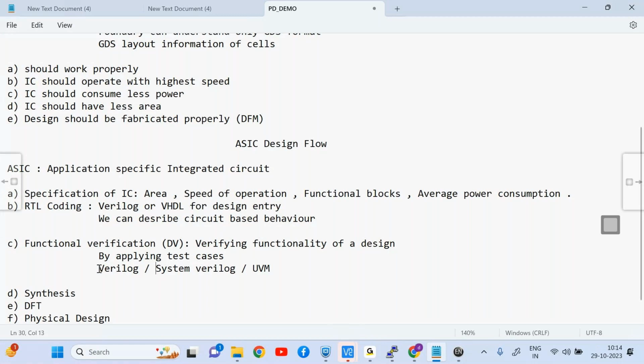Then what is the difference between Verilog and SystemVerilog? In Verilog, most of the constructs or commands that we have are synthesizable. But SystemVerilog is not synthesizable. It's just to do functional verification. The commands or constructs you have in SystemVerilog are not synthesizable; they are just for functional verification. That's it. To do functional verification, you should know Verilog, SystemVerilog, and UVM.